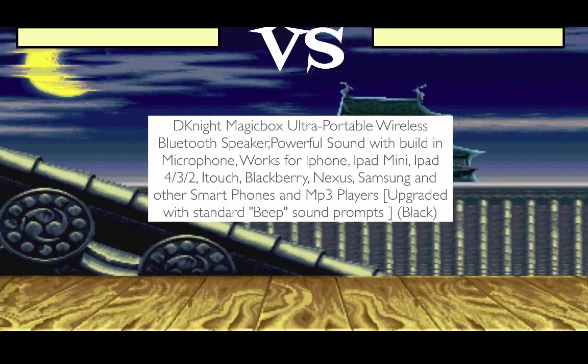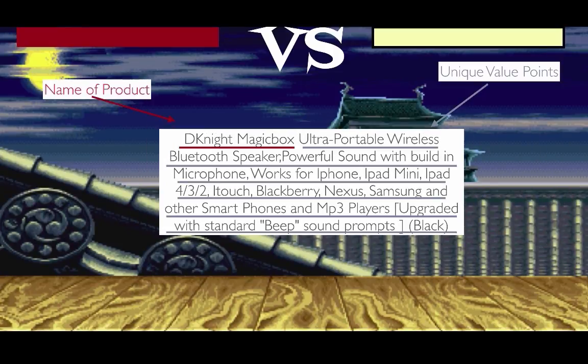Obviously, the D-Night Magic Box has the name of the product, but also the unique value points. Ultra portable, wireless, Bluetooth speaker, powerful sound, etc., etc. All of these will help it show up higher on certain search rankings and will help increase sales.